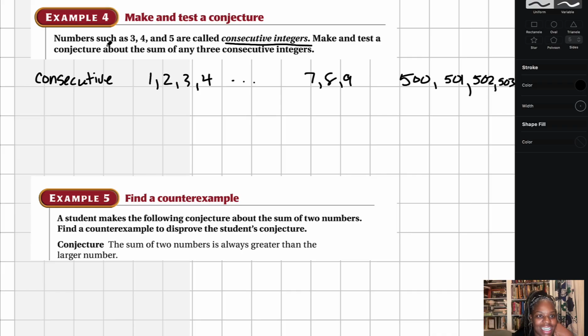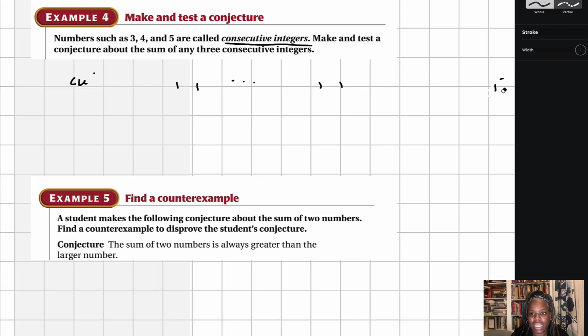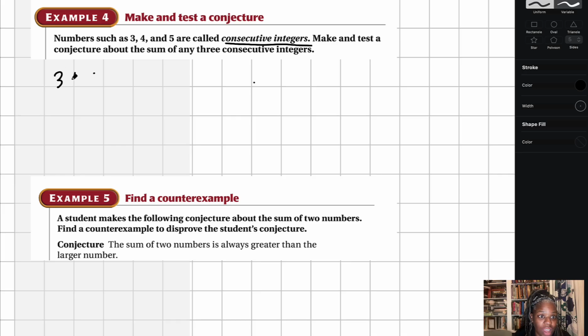Let's look at what they're asking us. It says numbers such as 3, 4, and 5 are called consecutive integers. Make and test a conjecture about the sum of any 3 consecutive integers. So let me get this out of the way so we can talk about that. Well, in order to make a conjecture, we've got to look for a pattern. And to look for a pattern, we've got to test some of these things out. So let's start off with 3, 4, 5 because that's what they gave us, and we're going to find the sum. Sum means the answer you get when you add things together.